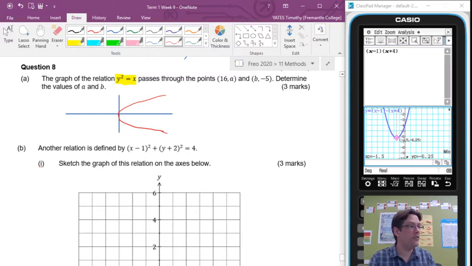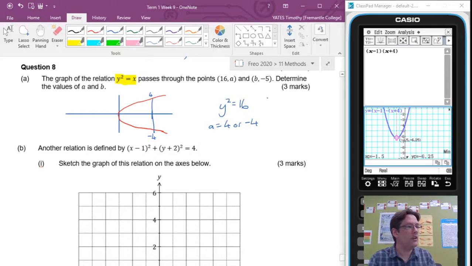And so it passes through the points (16, a) and (b, -5). So what are the values of a and b? Well, x is 16, so we've got y squared equals 16. What values of y go in there? We can think about that. That's our x value. So 4 squared obviously is 16, but this graph, if we drew a little sketch, reminds us that there's also a negative value. So a equals 4 or -4. Both of those are valid answers for that one.